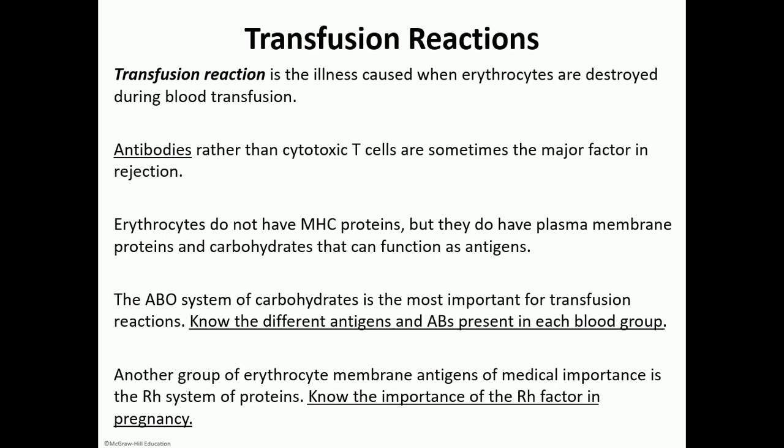anti-Rh antibodies. That first baby, though, is going to be delivered, and the first baby is fine. But if the mom gets pregnant again, and the second baby is also Rh positive, well, now mom's blood has antibodies against the second baby's red blood cells. Those antibodies are going to be attacking the second baby's red blood cells, leading to their destruction. And that is a disease known as erythroblastosis fetalis, or the hemolytic disease of the newborn.